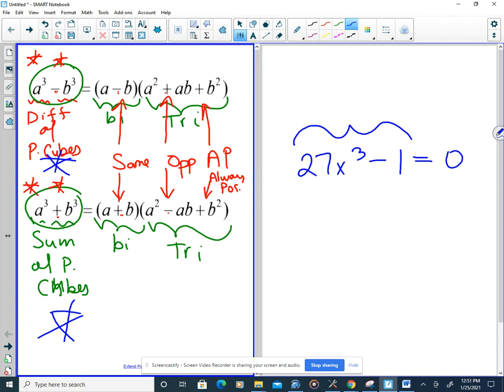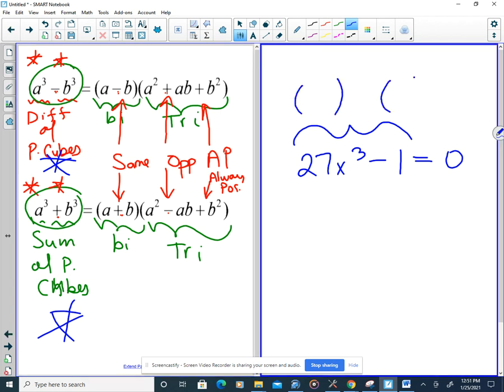So here's what I'm going to ask myself. What number or expression can I take times itself 3 times to get 27x cubed? Well, that expression is 3x. If you take 3x times 3x times 3x, what does that equal? That equals 27x cubed. Okay, so I'm going to rewrite 27x cubed as 3x to the third power.